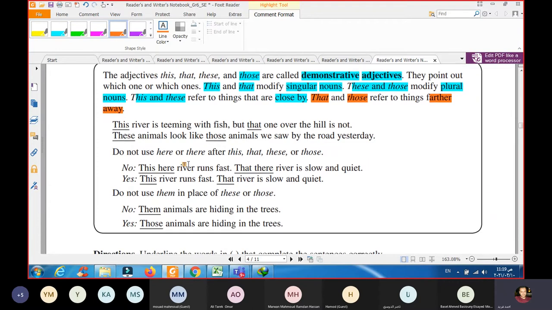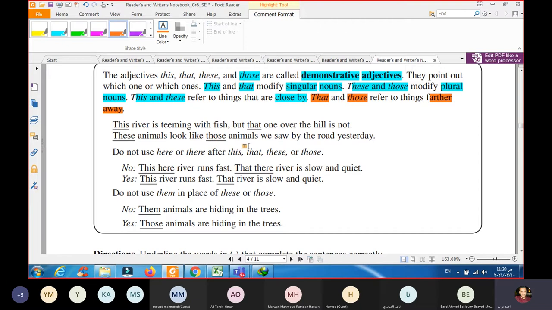The river is teeming with fish, this river. But that one over the hill is not. These animals look like those animals we saw by the road yesterday. So these animals, they are close to you. Those animals, they are far away from you. I think now everything is clear.